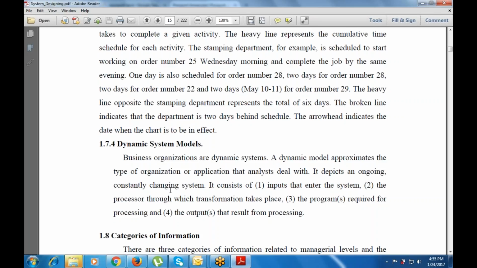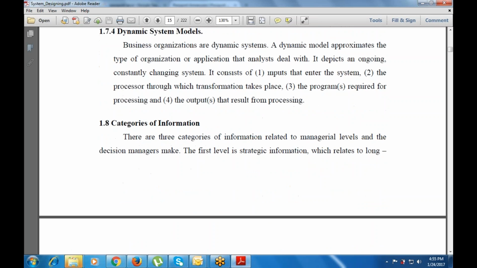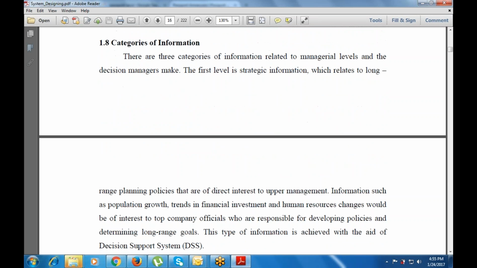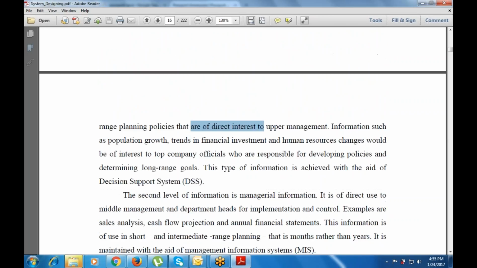Now, first are the categories of information. There are three categories at the managerial level for the decision maker. The first is strategic information, which relates to long-range planning policies that are of direct interest to upper management, such as population growth. That information is DSS, the decision support system.